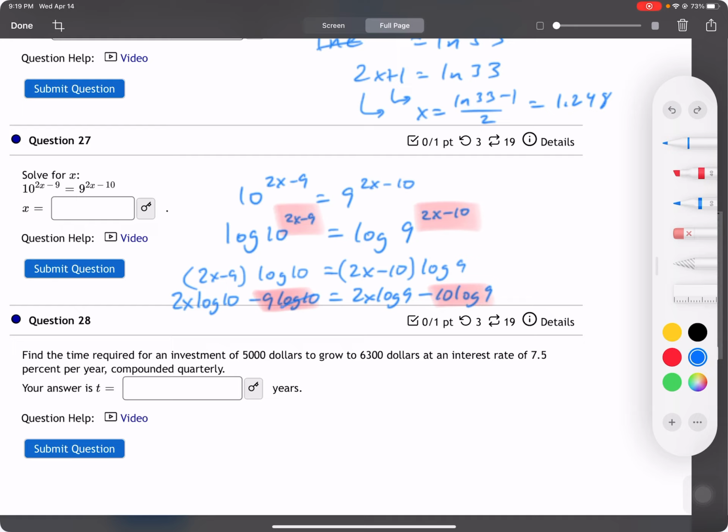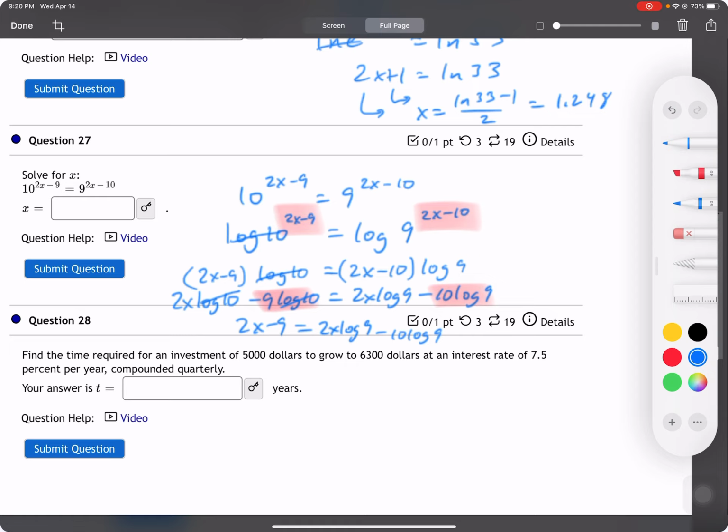So this goes away. This goes away. I could set that back here, and we're left with 2x minus 9 is equal to 2x log of 9 minus 10 log of 9.